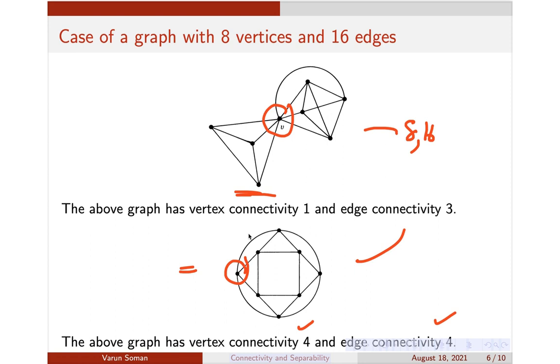Okay, so now we'll try to devise some upper bounds and also some inequalities regarding vertex connectivity and edge connectivity, which will help us design systems having higher vertex and edge connectivities. So we'll be discussing some problems like that.